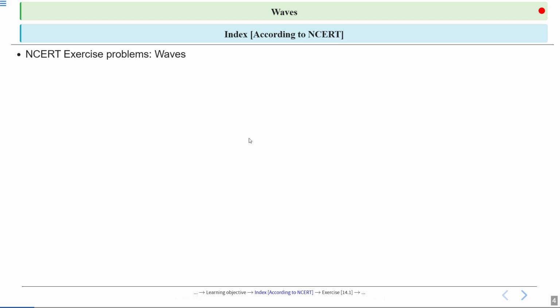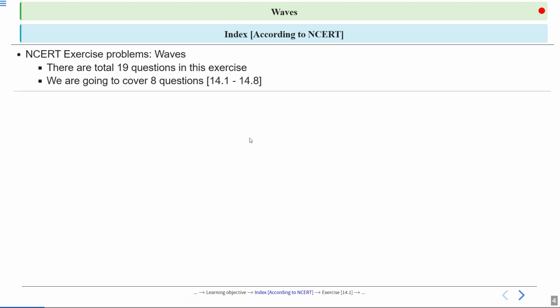This is the index of today's lecture. We will be discussing NCERT exercise problems from the chapter of waves. There are a total of 19 questions in this exercise. We are going to cover 8 questions, that is 14.1 to 14.8.